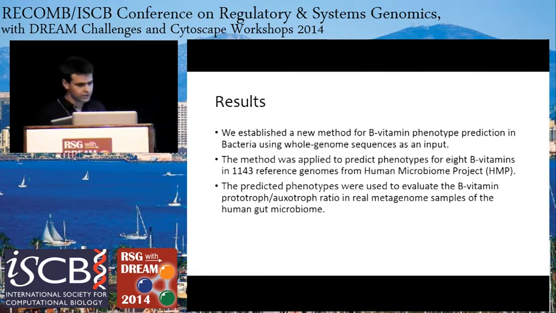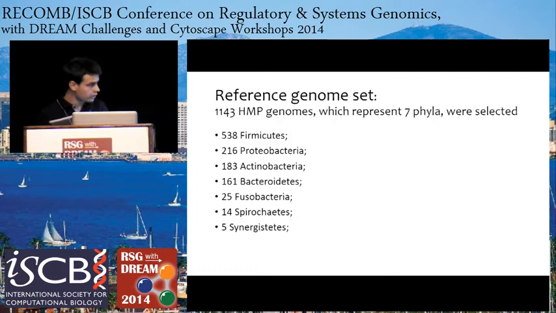A brief about our results. We established a new method for B vitamin phenotype prediction in bacteria using whole genome sequences as an input. The method was applied to predict phenotypes for 8 B vitamins in more than 1,000 reference genomes from the Human Microbiome Project. The predicted phenotypes were used to evaluate the B vitamin prototroph-auxotroph ratio in real metagenome samples of the human gut microbiome. Our reference genome set contains more than 1,000 genomes from 7 phyla, the 4 main phyla and 3 residual.